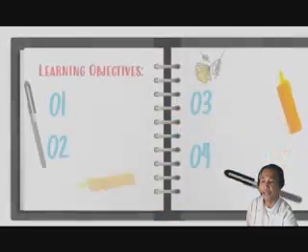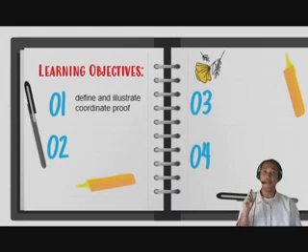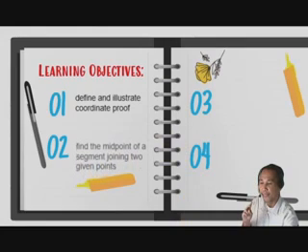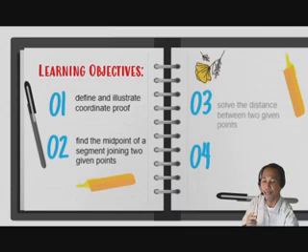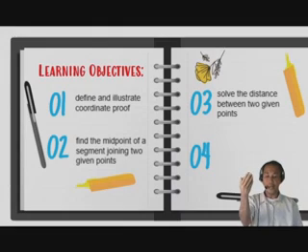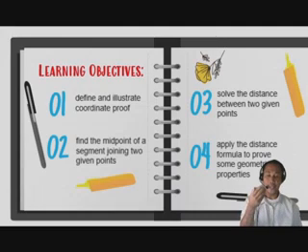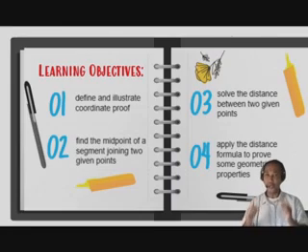We have the first one, define and illustrate the coordinate proof. Ano kaya yon? Number 2, find the midpoint of a segment joining two given points. And for number 3, solve the distance between two given points. And then number 4, we will apply the distance formula to prove some geometric properties. Ayan, yan ang pag-aaralan natin sa Module 7.